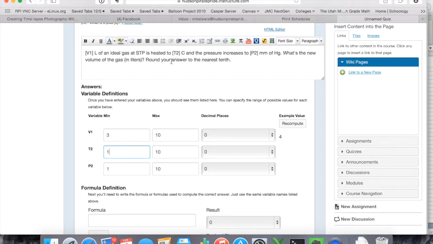T2, that's what we're heating it to. So it needs to be more than 0 because of standard temperature and pressure. I'm starting at 0 degrees Celsius. That's what standard temperature and pressure means. So I'm heating it up from there. Let's heat it up at least 40 degrees and no more than 150 degrees. And then pressure. Okay, so pressure at STP is 760 millimeters, and we're increasing, so let's make it a significant increase by saying it's at least 900, but no more than, I don't know, 1500.